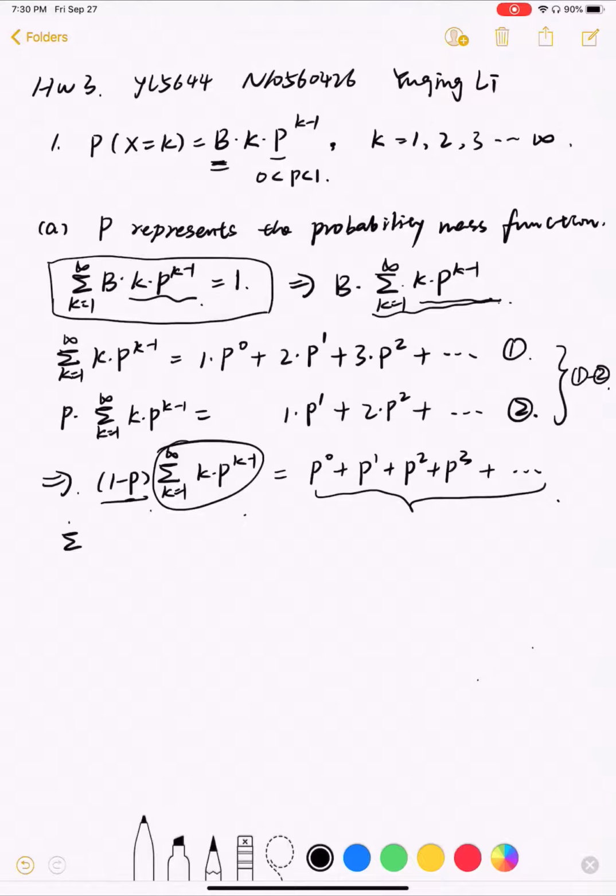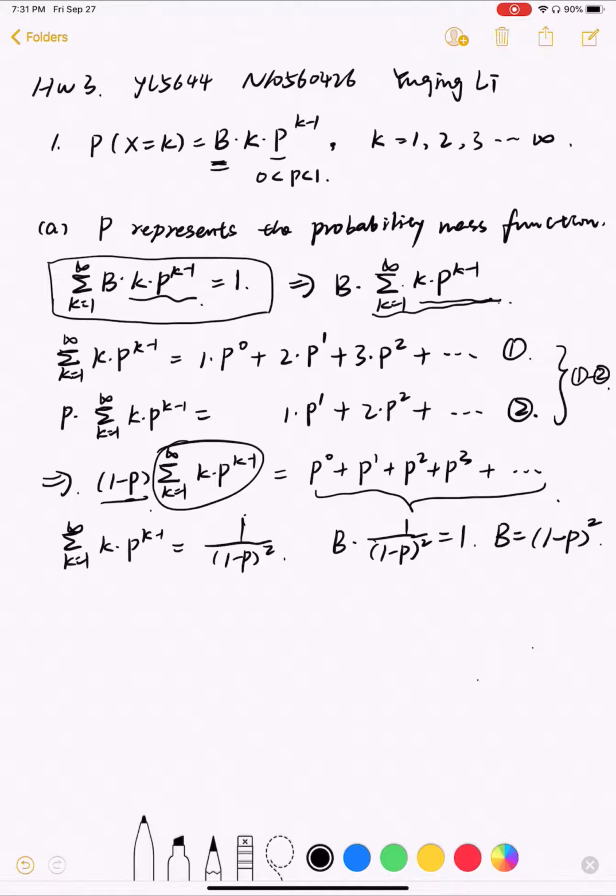So the result is 1 over 1 minus p to the power of 2, so that b multiplied by 1 divided by 1 minus p to the power of 2 equals 1, so that b equals 1 minus p to the power of 2. That's the answer of the first question. Look at the second question.